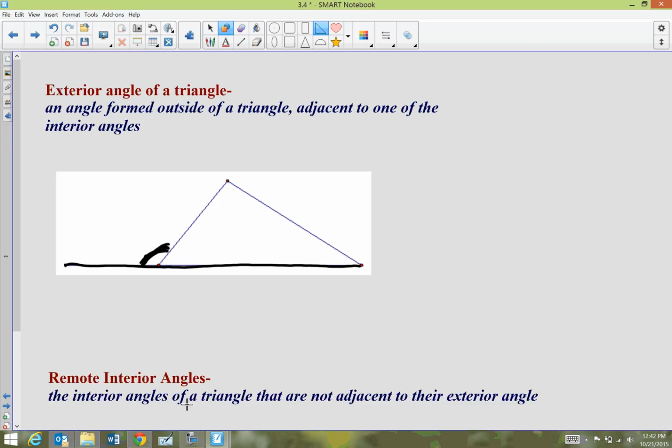The remote interior angles, okay, remote means not touching, like remote control, right? You can change the channel without touching it. So the remote interior angles are the interior angles of a triangle that are not adjacent to the exterior angle. So an exterior angle is adjacent to one of the interior angles, right? The angle that it touches, adjacent. So its remote interior angles are the 2 angles that it does not touch. So this guy is the exterior angle, and this guy here and this guy here are the remote interior angles.